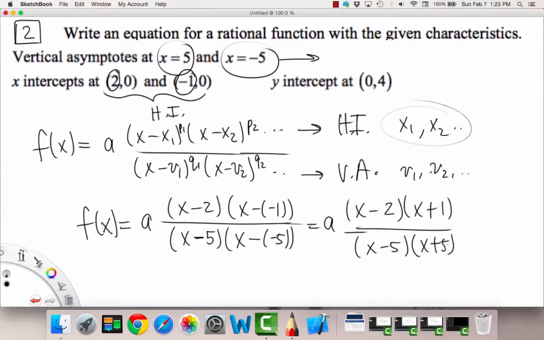Okay, so now you might be thinking, how do I find this random a here? The trick is just to look at the question and see what other information they give us. They gave us a y-intercept of (0, 4), right? So this is like our x and y. We can plug that point in, and that's definitely not a horizontal intercept, because the y value is not 0. So we can plug it in and figure out our a. Let's do that on the next slide.